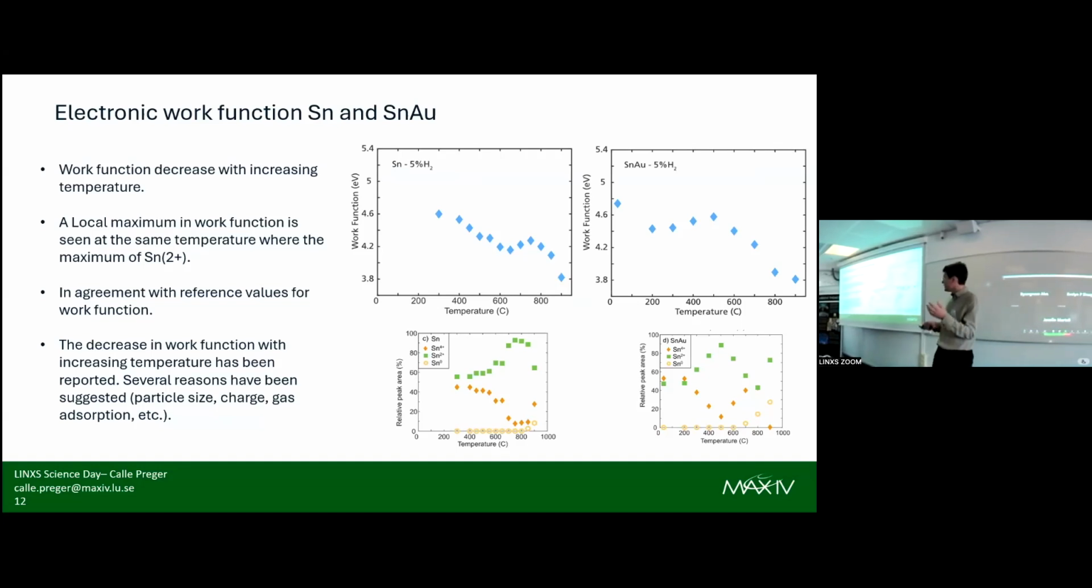The decrease of the electronic work function with temperature can have many reasons. For instance, we may be changing the particle size, we may change the charge distribution of the particles, but there could also be some gas absorption and so on.